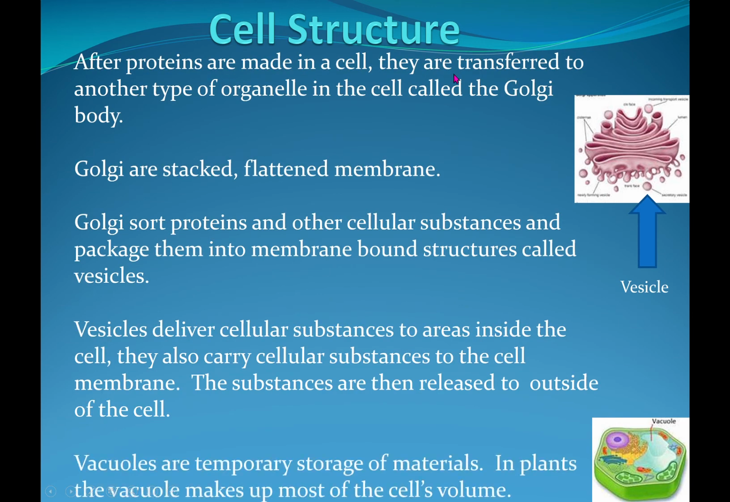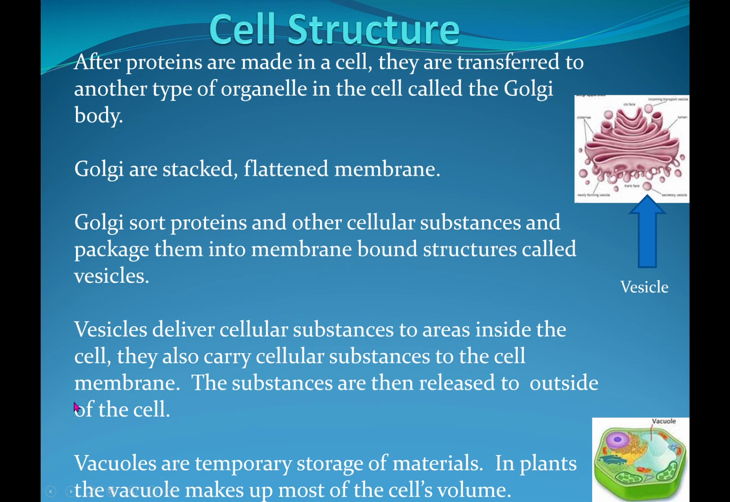After proteins are made in a cell, they are transferred to another type of organelle called the Golgi body. Here's the Golgi body. Always think of it like flattened pancakes. Cell membranes flatten. See how flat they are? Now they can make little vesicles that pop off of them. Those vesicles are like cars that transport things, like UPS or something like that. So the Golgi's job is to sort the proteins and substances and package them into these vesicles, and then the vesicles deliver them around the cell.